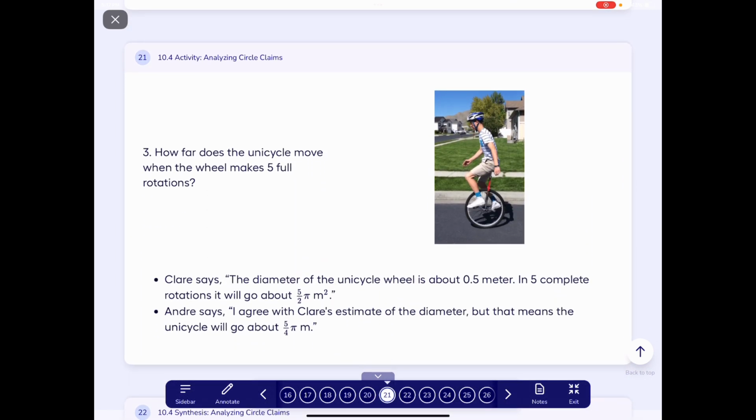Question 3. How far does the unicycle move when the wheel makes 5 full rotations? Claire says the diameter of the unicycle wheel is about 0.5 meter. In 5 complete rotations, it will go about 5/2 pi meters squared. Andre says, I agree with Claire's estimate of the diameter, but that means the unicycle will go about 5/4 pi meters. Who do you agree with and why? Pause the video.